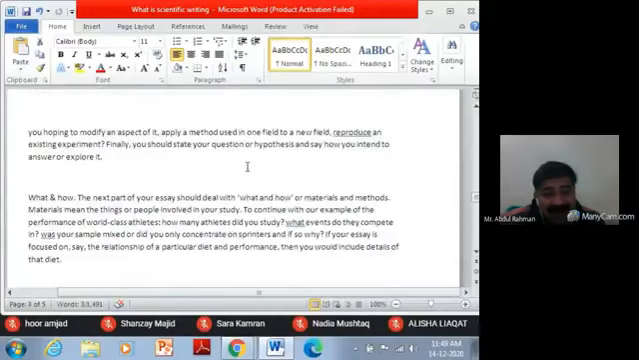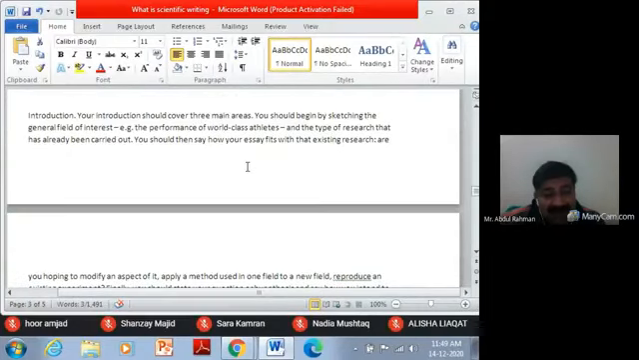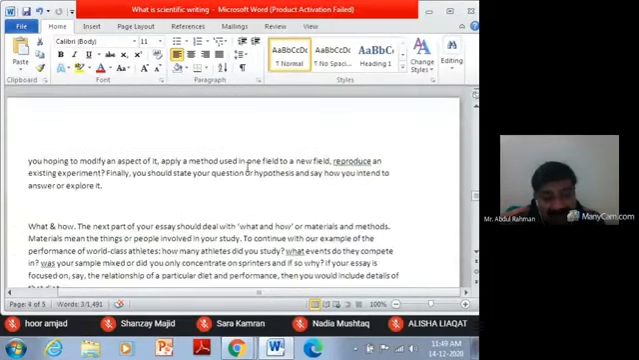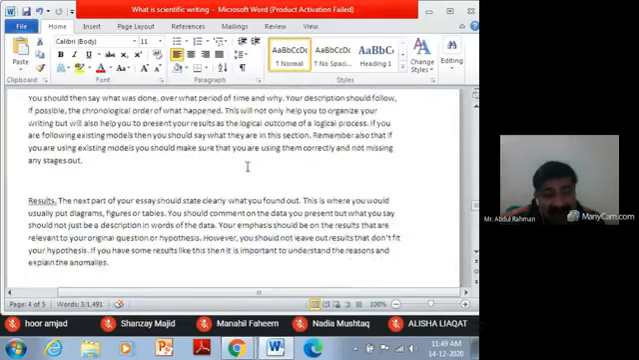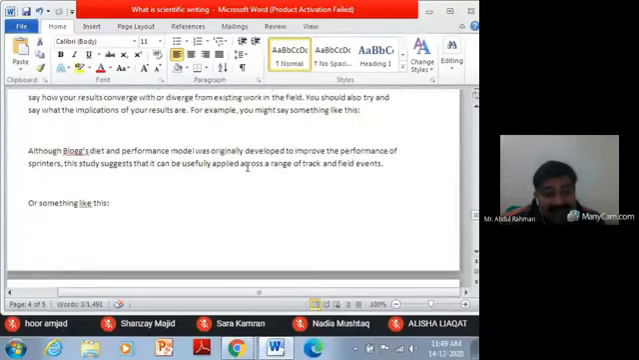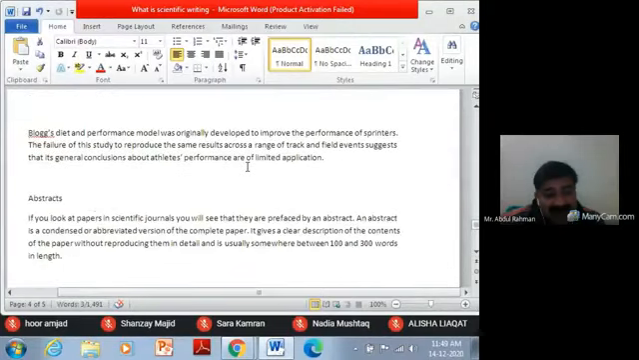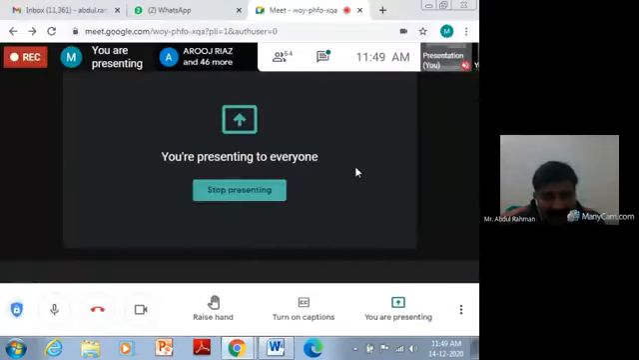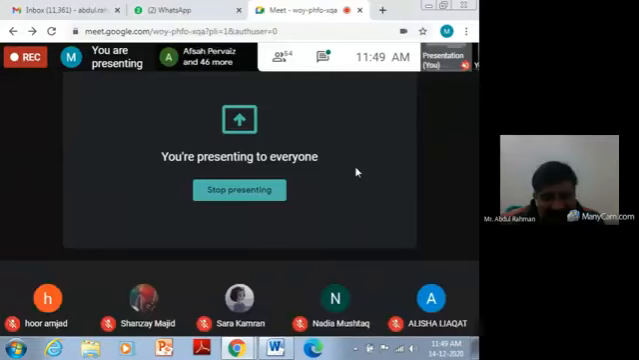Then it has some procedure like introduction, then methodology, then results, then discussion and conclusion. If it doesn't have a structure like this, then it must have a structure like an abstract that covers everything within a certain word limit. And that word limit includes objectives, aims, and some summary of the results. So that was all from my side on scientific writing.